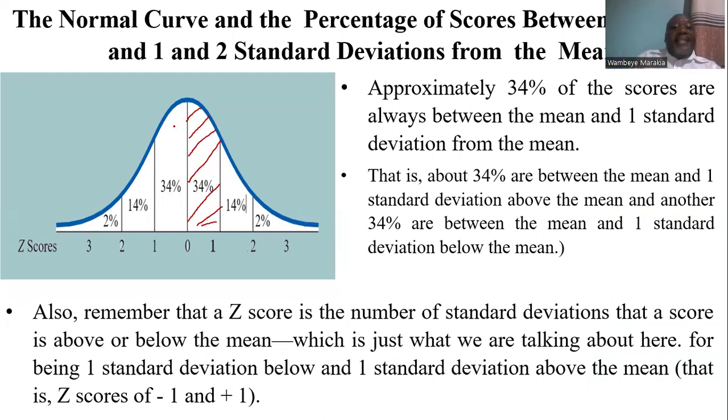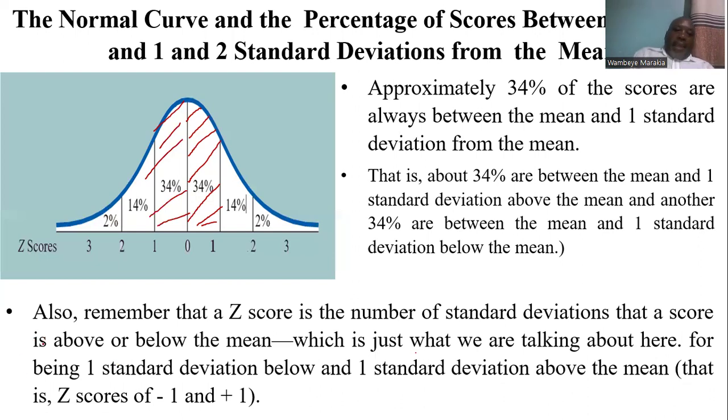And this is on either side, above the mean or below the mean. Also, as I said earlier, the z score is the number of standard deviations that a score is above or below the mean, which is just what we are talking about here, one standard deviation below and one standard deviation above the mean.